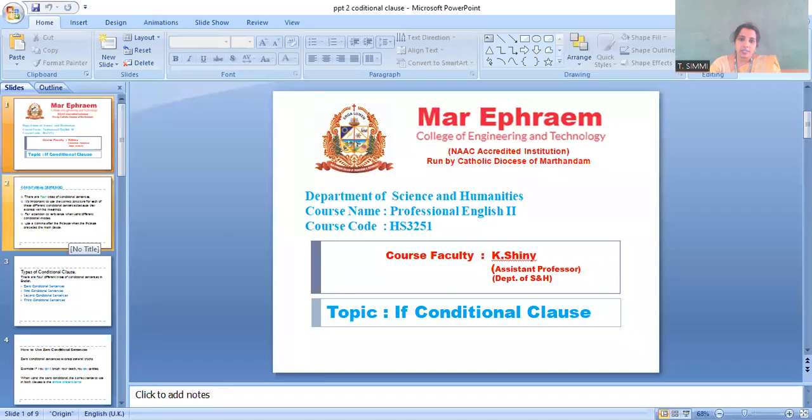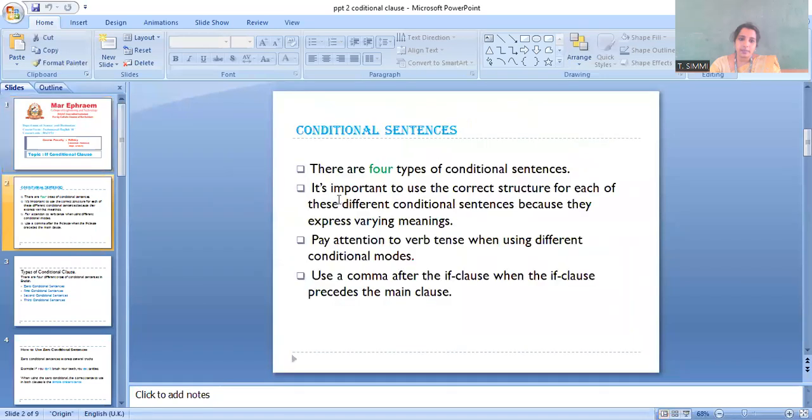This is the conditional clause. There are 4 types of conditional sentences. When you write conditional sentences, it is important to use the correct structure for each of these different conditional sentences, because they express varying meanings. We have to pay attention to the verb. For example, if I study well, I'll get a pass mark.